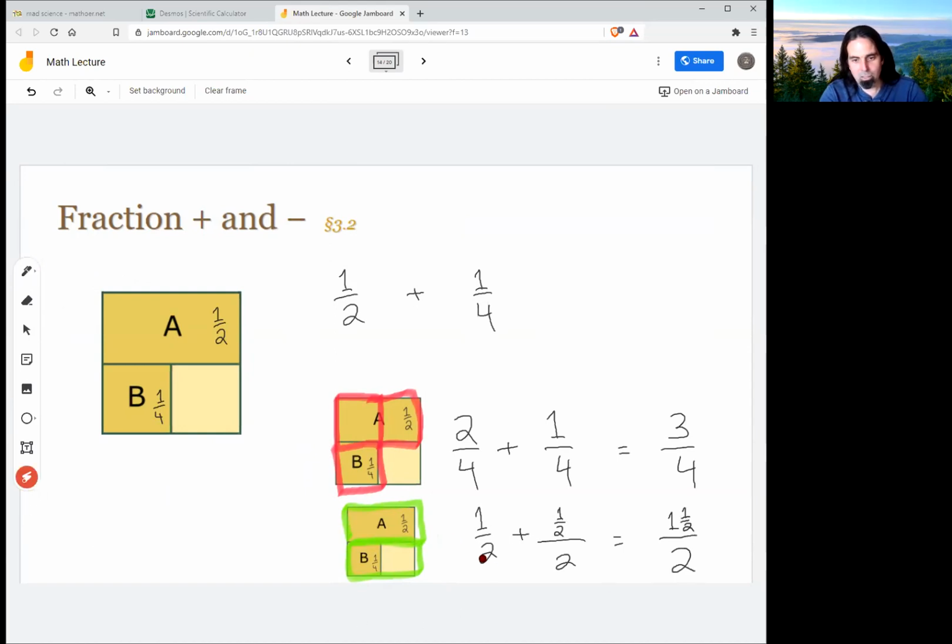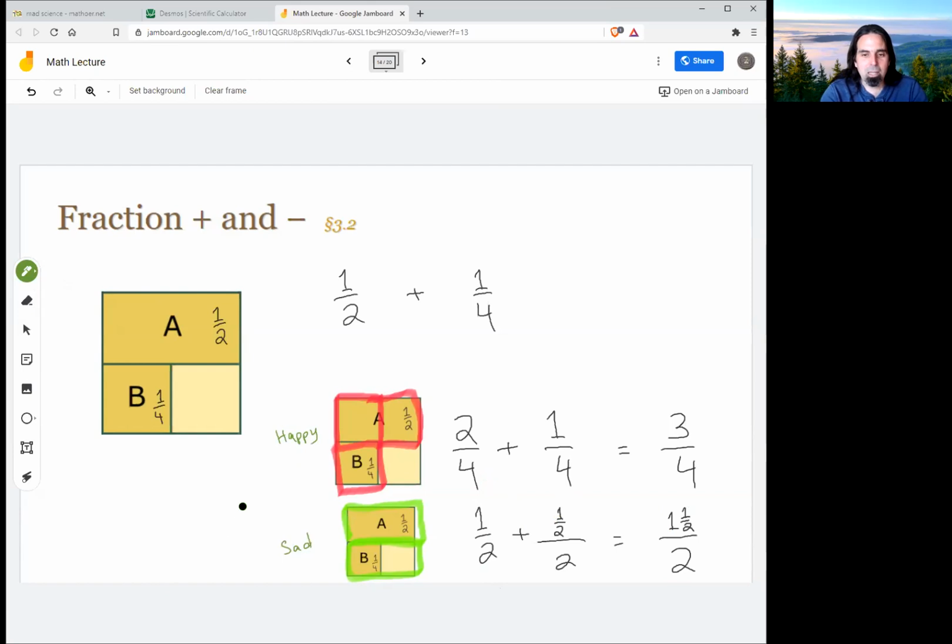And this should be like disturbing and we don't like it, right? Nobody does math this way. We pick the quarters because it looks nicer. We don't want to think about like 1.5 halves. So this one makes us happy. This one makes us sad and we won't do it.